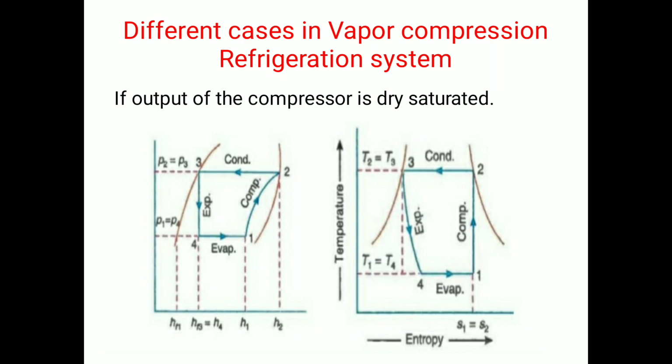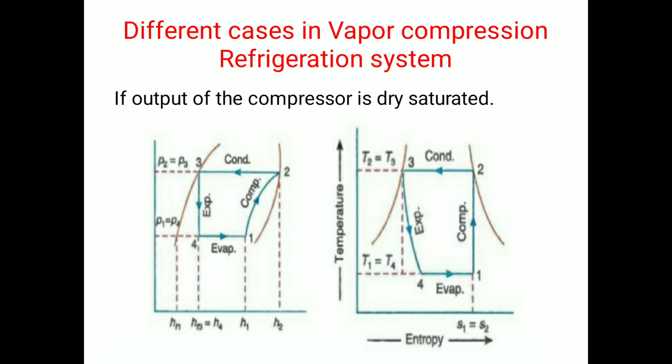So what we have seen before is an ideal case, that is the ideal vapor compression refrigeration cycle. There may be some different cases in the vapor compression refrigeration cycle. Just try to understand all those cases.